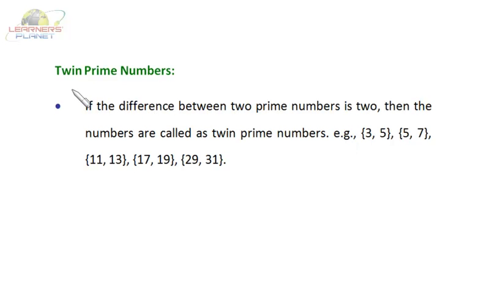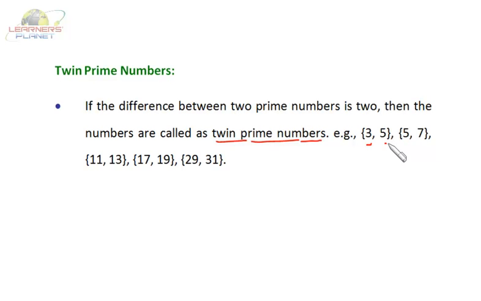Now let's see what twin prime numbers are. If the difference between two prime numbers is 2, then the numbers are called twin prime numbers. For example, 3 and 5, 5 and 7, 11 and 13, 17 and 19, 29 and 31. Kids, in this case, both the numbers should be prime, and if the difference between these two prime numbers is 2, then we call them twin prime numbers.